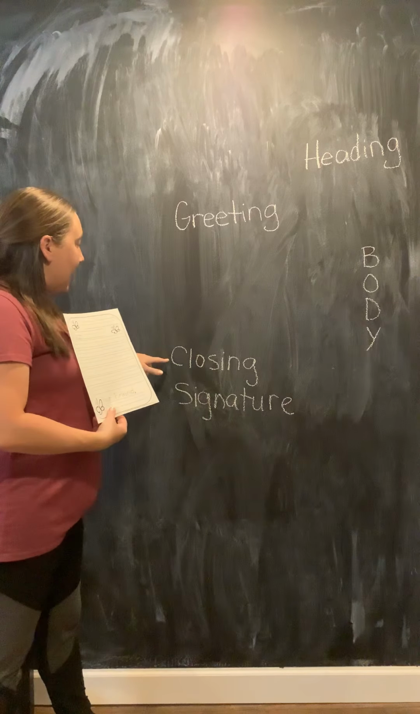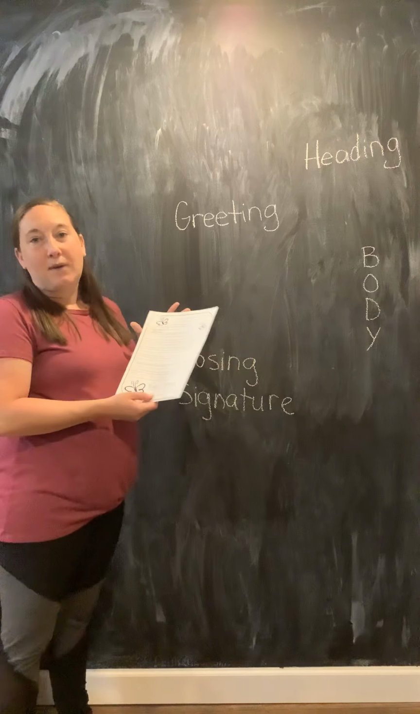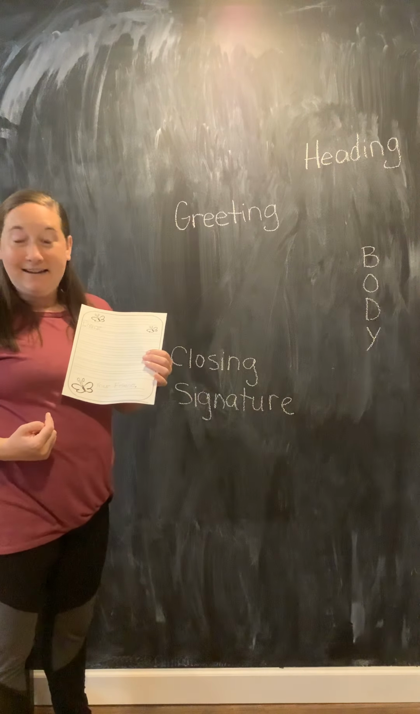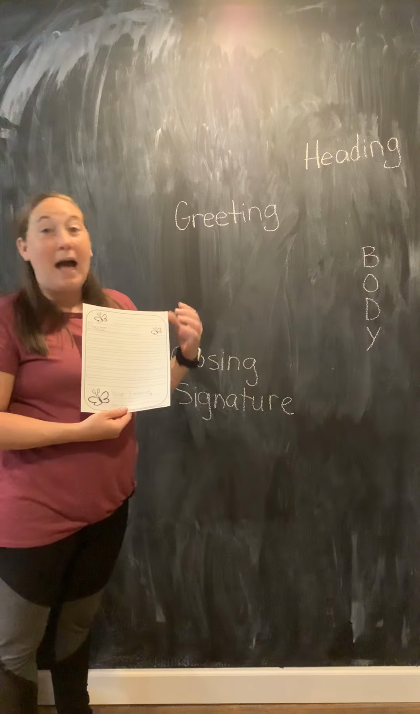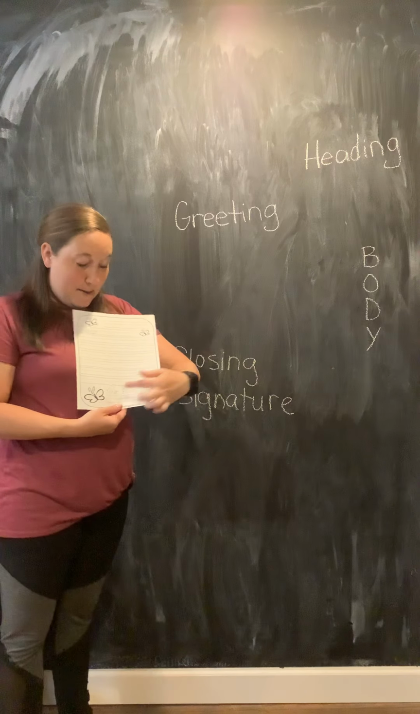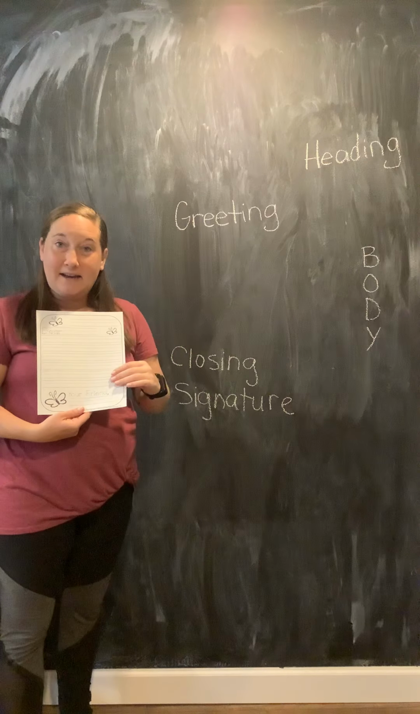Then we go down to our closing. And our closing is how we wrap up the story. This one says, your friend. Another closing could be, I love you, I miss you. Maybe it's someone that you haven't seen in your family in a while. But our closing today is already written for us, your friend.